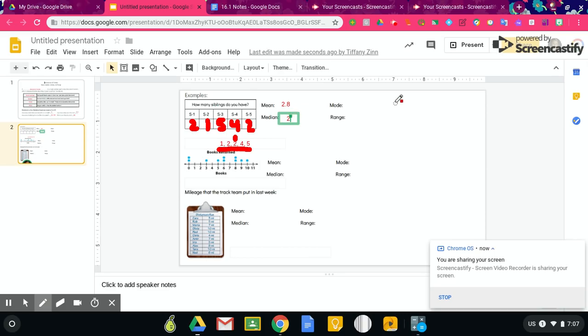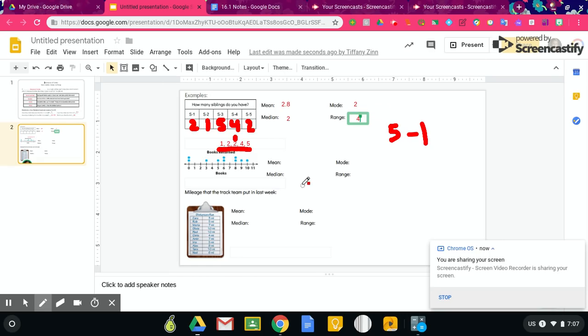The mode is the numbers that repeat. So there's only one number that repeats in this data set, and it's 2. And the range is the biggest number, so 5, minus the smallest number, which would have been 1 in this case. So 5 minus 1, your range is 4.